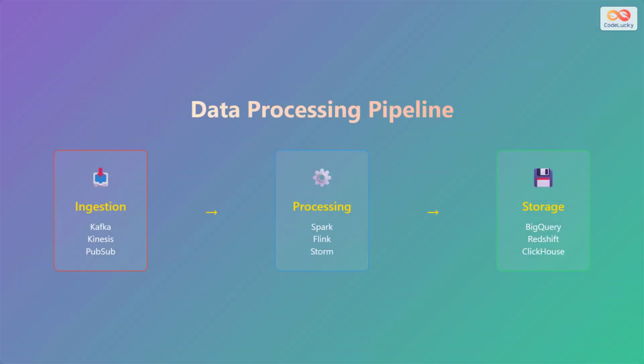Now let's discuss the data processing pipeline. The first step is ingestion, where data is taken in using technologies like Kafka, Kinesis, or PubSub. Next is processing, which involves transforming and analyzing the data using tools such as Spark, Flink, or Storm. Finally, the processed data is stored in systems like BigQuery, Redshift, or ClickHouse.